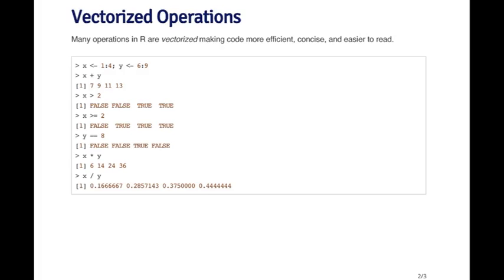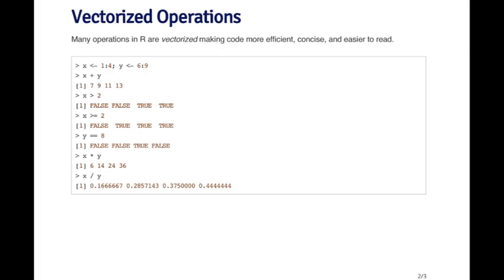In other languages, you might have to write a loop to do that, so you loop through each element and add them one by one. But in R, you can just use the plus on the two vectors, and it will just add them together. So x plus y does what you would expect. It adds 1 to 6, 2 to 7, 3 to 8, and 4 to 9. So you get the vector 7, 9, 11, 13.